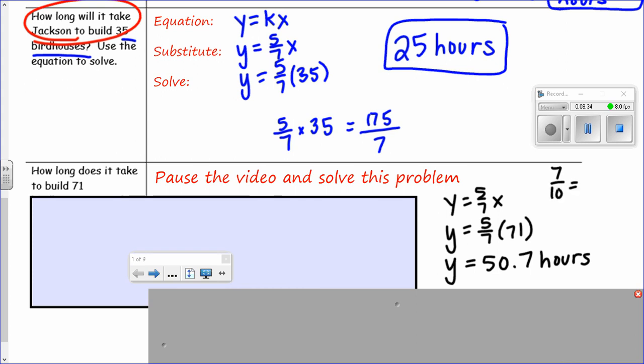Okay, if you're feeling adventurous, you can make 7/10 equal to a number out of 60, because we could figure out how many minutes that is. 0.7 doesn't really equate correctly when we talk about minutes and hours. So if you want to figure out 7/10 in minutes, you can pause it, and if you solve it, you should get 42. So another way to think of this is 50 hours and 42 minutes.